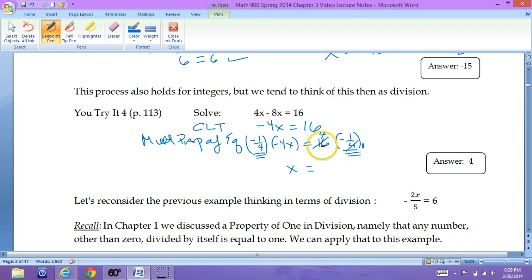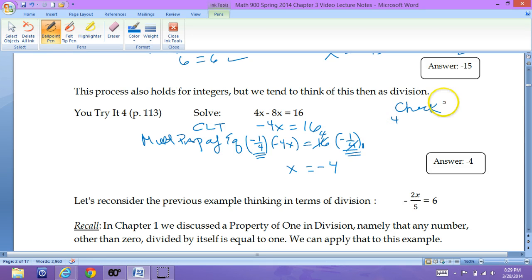And then what's left is 4 times, in parentheses, negative 1. Not 4 minus 1, but 4 times negative 1, which is negative 4. So we'll do a quick check. And we used 2 mathematical properties there. We combined like terms, and then we used the multiplication property of equations.